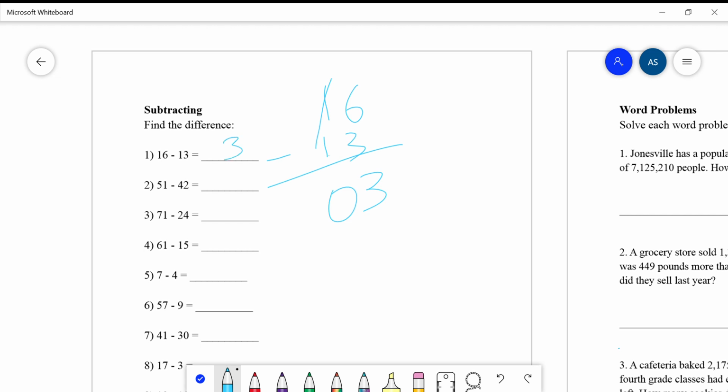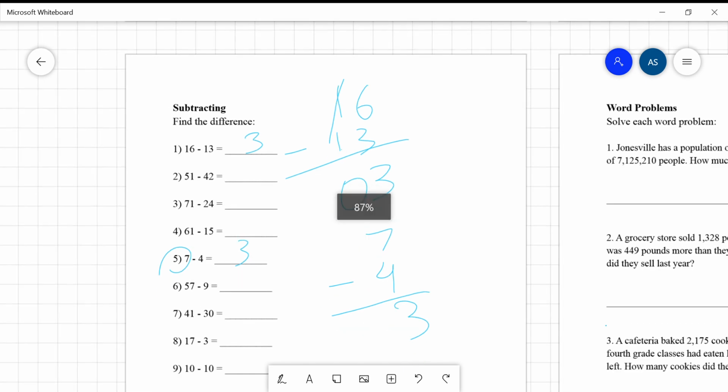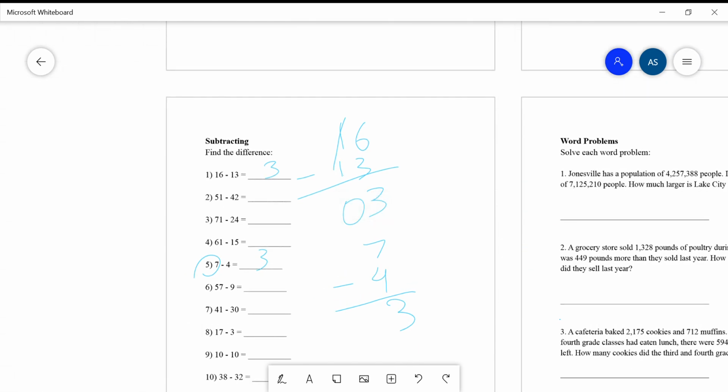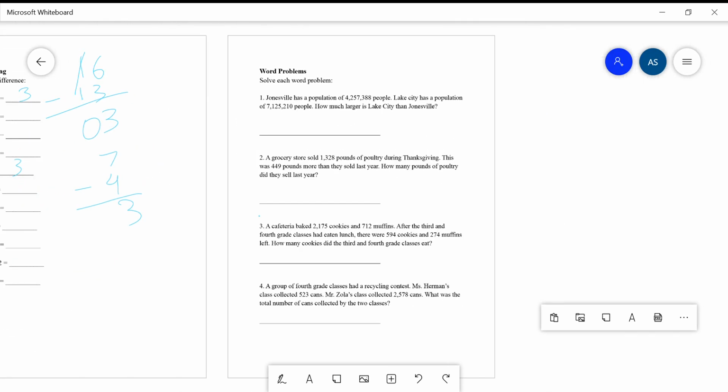Similarly, let's look at number 5. We have 7 taking away 4. If we take 4 away from 7, we should get 3. And so our answer is 3. That should be all. Let's take a look at the word problems real quickly then.